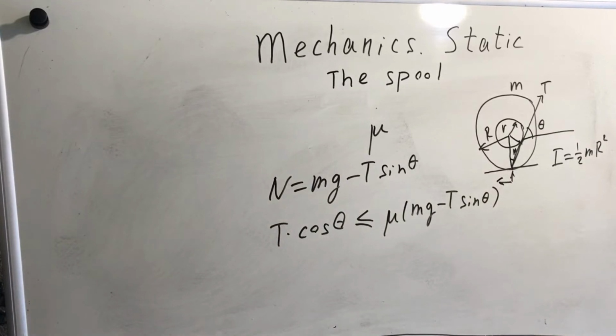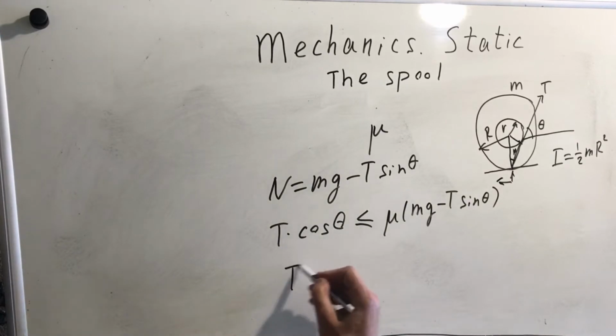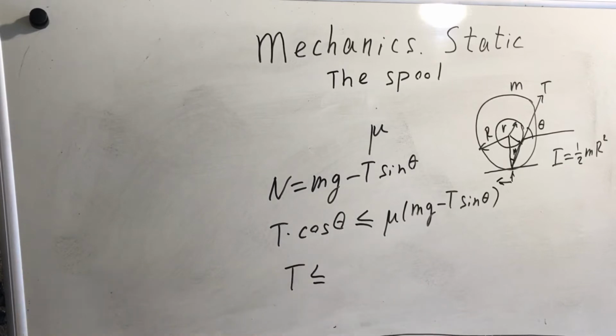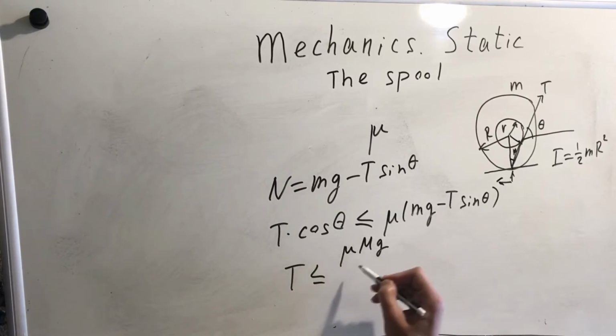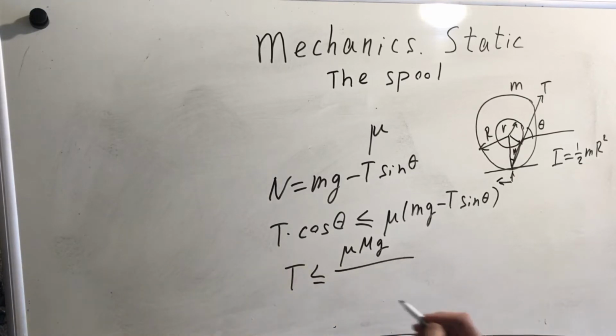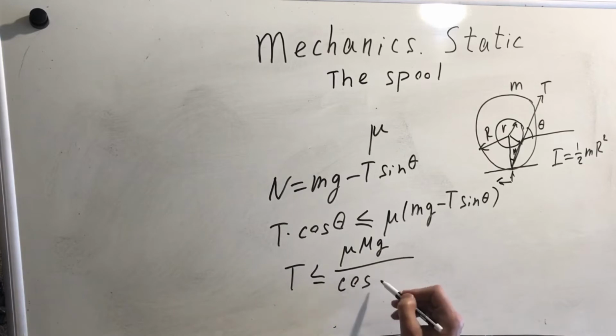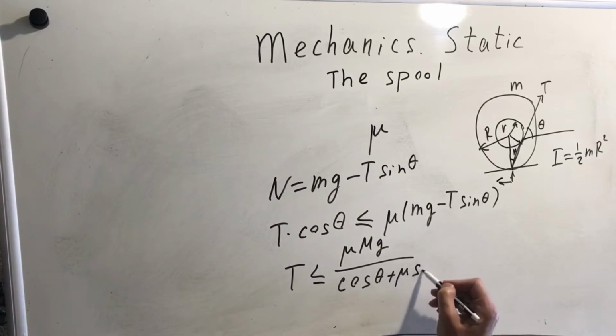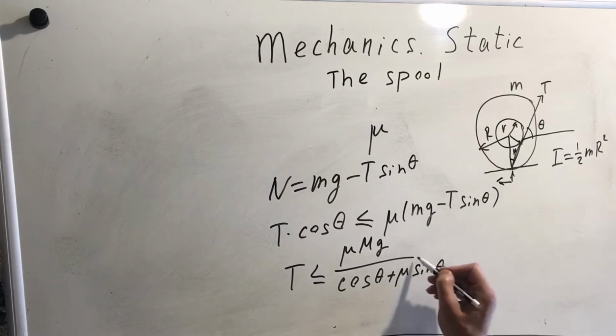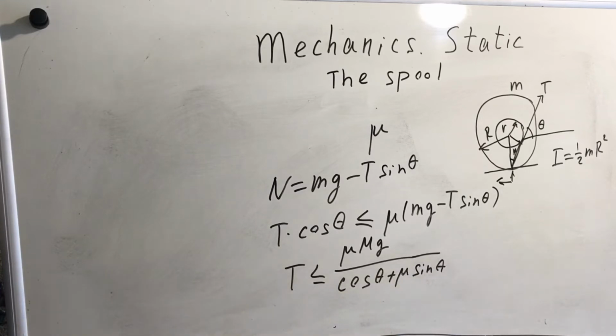And from here we can find that the tension must be less than or equal to this expression: mu mg over (cosine theta plus mu sine theta). So this is the maximum possible value for tension.